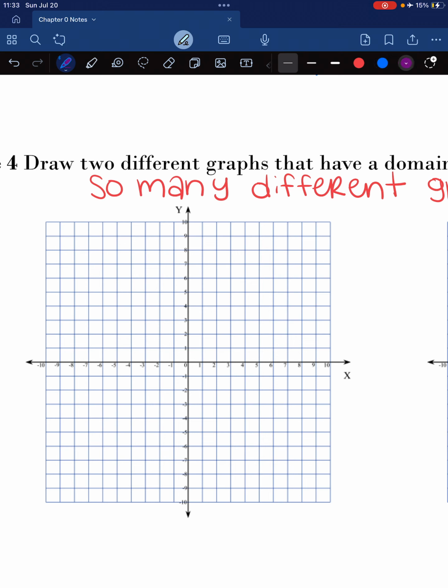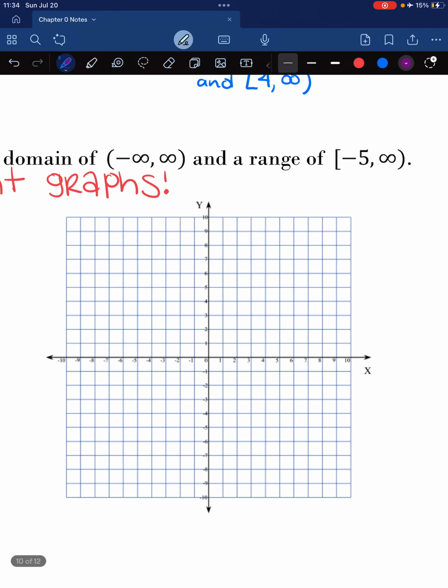So I'm going to draw 2. I hope yours looks different than mine though. So maybe I'm going to draw like a V shape for this one. So a V that goes down to -5, but then it can't go past that. So it goes up forever, left and right forever, but it stops at -5 for the range.